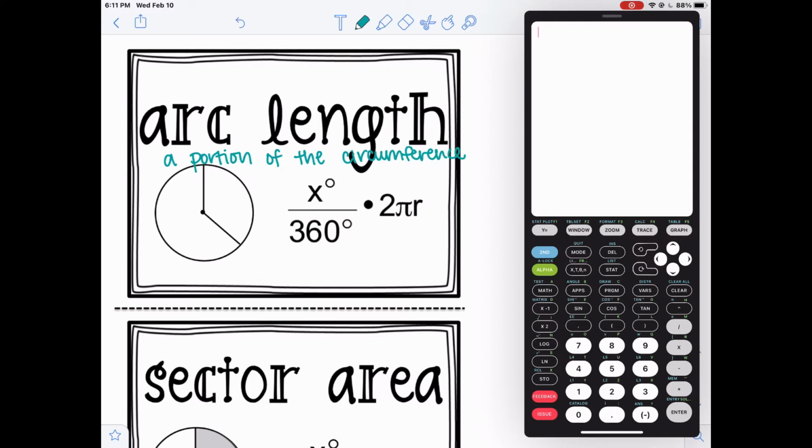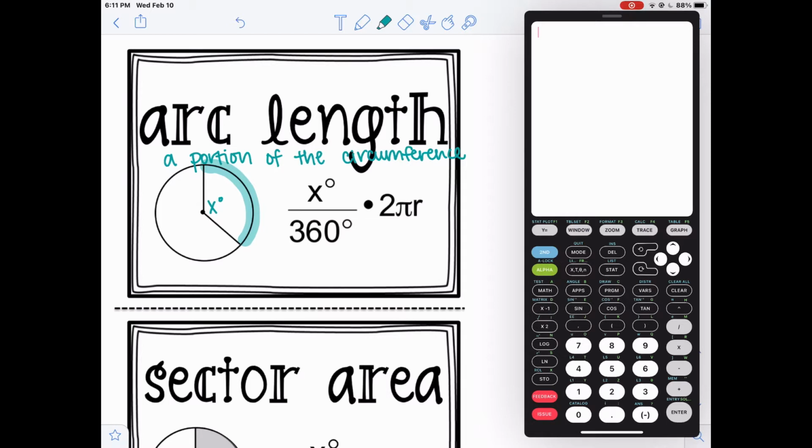Okay, a portion of the circumference. So we find this using our formula here. Go ahead and write this down with me. X over 360 times 2 pi r. 2 pi r is our circumference formula, and this tells us what portion we're taking. X is the central angle here, so the measure at the center of the circle, and then the arc length would be this portion of the circle here, like the pizza crust on a pizza.